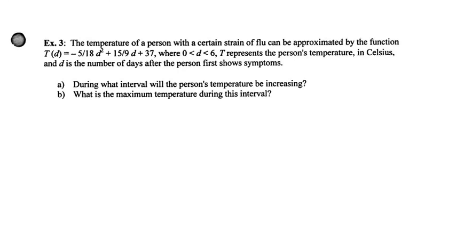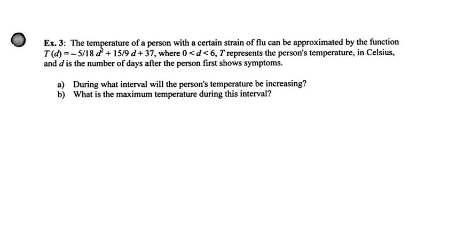So example 3, the temperature of a person with a certain strain of flu can be approximated by the function T of d is equal to negative 5/18 d squared plus 15 over 9 times d plus 37, where 0 is less than d is less than 6. T represents the person's temperature in Celsius, and d is the number of days after the person first shows symptoms. So essentially, we're examining the curve of the temperature of this person between 0 and 6 days.